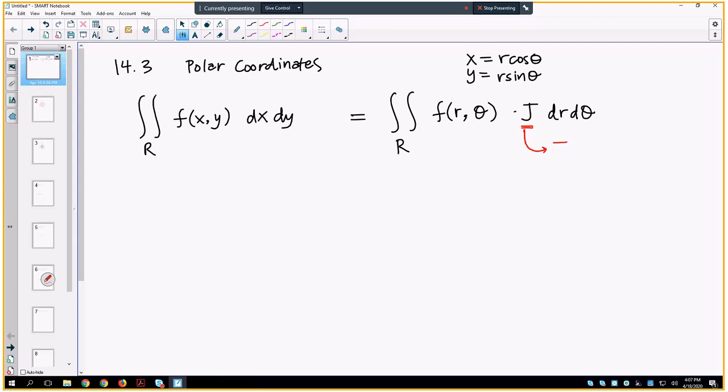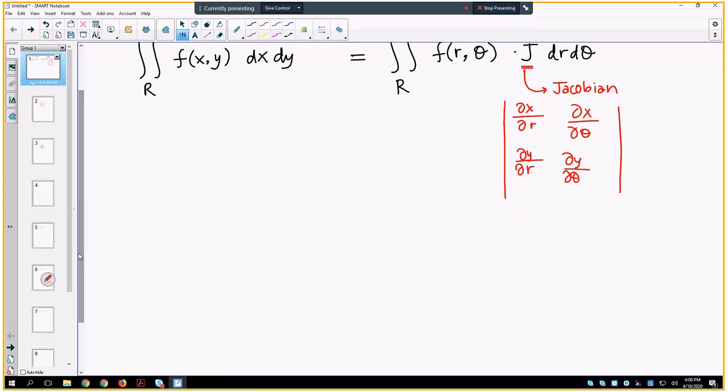J is the Jacobian, which is the determinant of the matrix with del x del r, del x del theta over here, del y del r, and del y del theta. The determinant of this matrix will be our Jacobian. And by the substitution we made, we can compute that determinant.